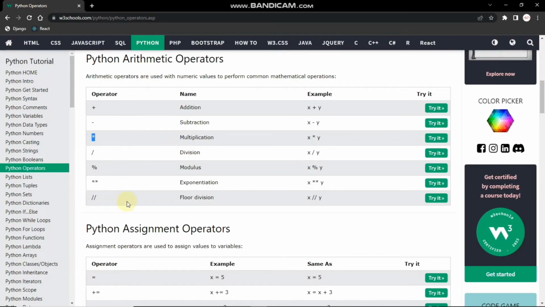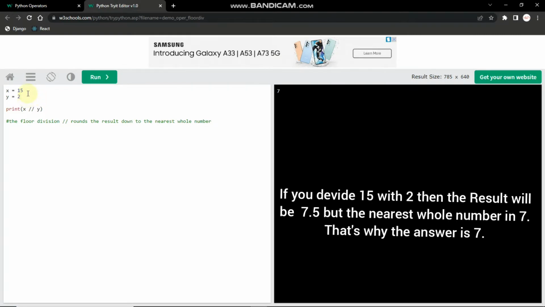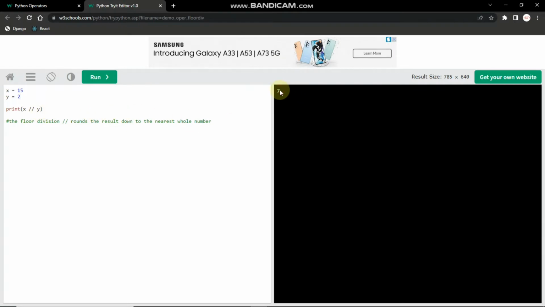Then guys, next you can see floor division. If we divide 15 by 2, this will give you a decimal point number, but the floor division rounds down to the nearest whole number. So the nearest whole number is 7.